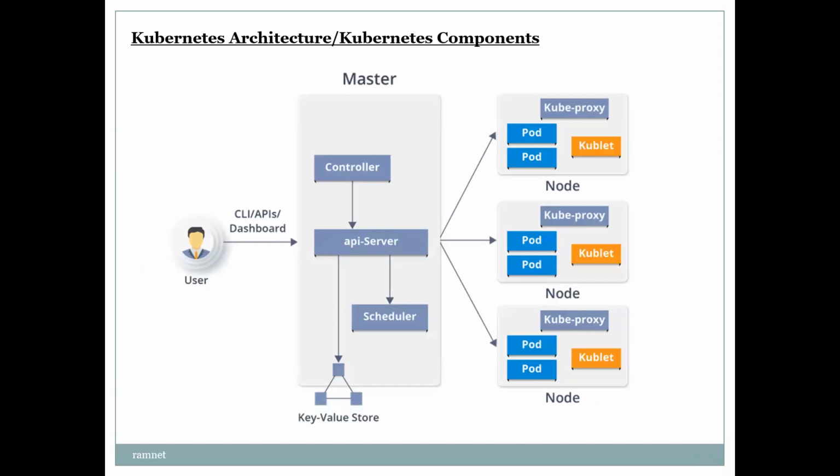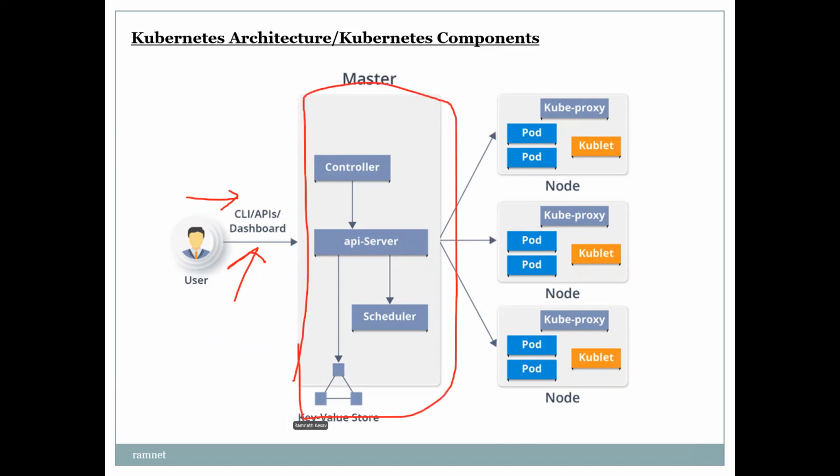So this is how the architecture looks. You see that this is a user, who is using the CLI, the API, or the dashboard, and he will be talking to the master node. In the master node, what is there? We have the controller, we have seen the API server and the scheduler, and the key value store, which is nothing but the etcd.